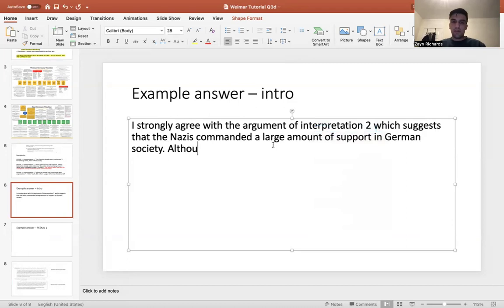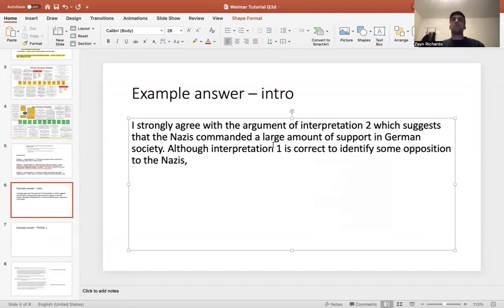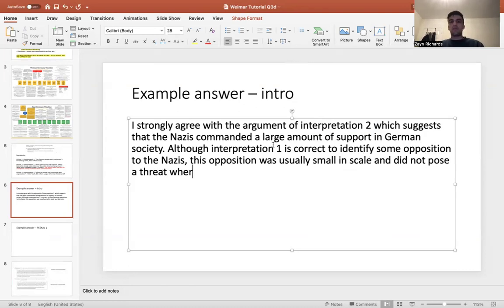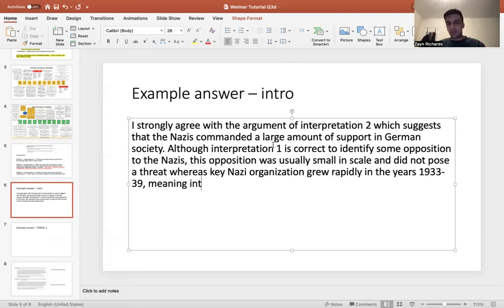Although interpretation one is correct to identify some opposition to the Nazis, this opposition was usually small in scale and did not pose a threat, whereas key Nazi organizations grew rapidly in the years 1933 to 39, meaning interpretation 2 is more convincing.